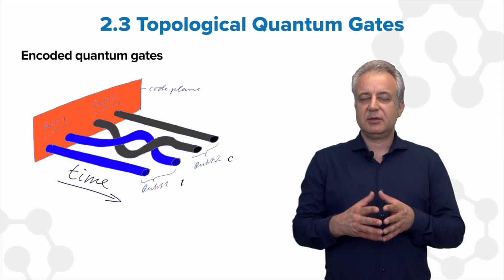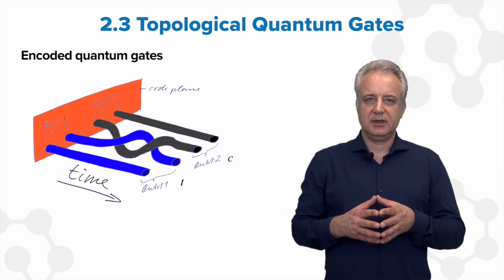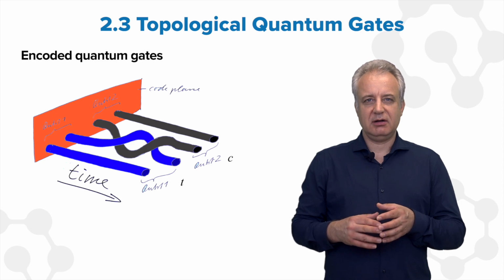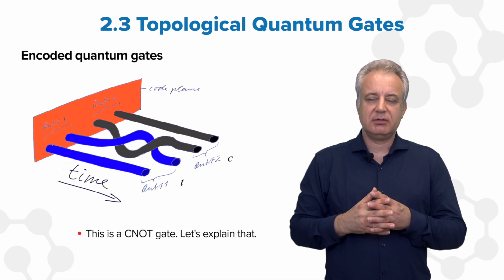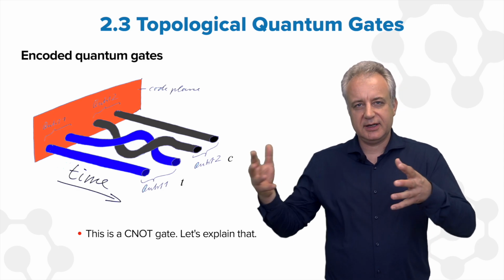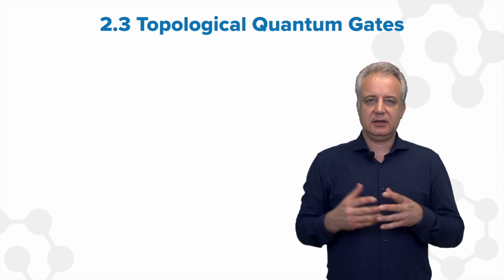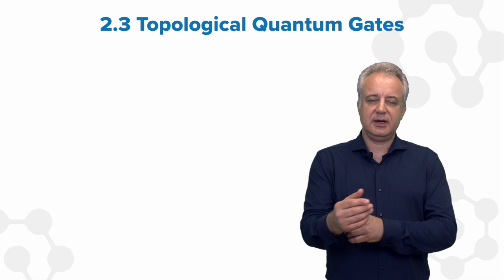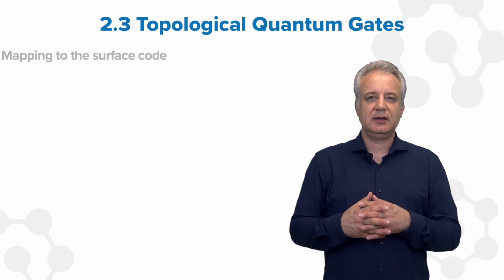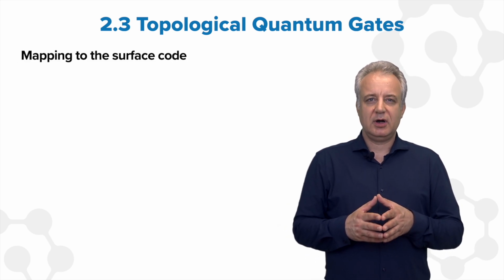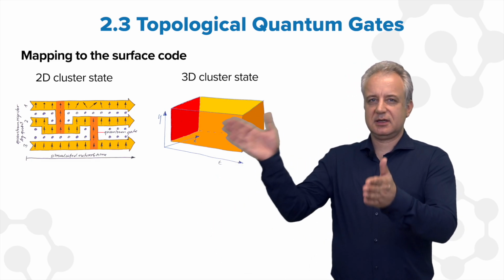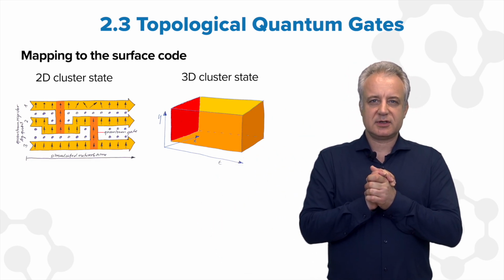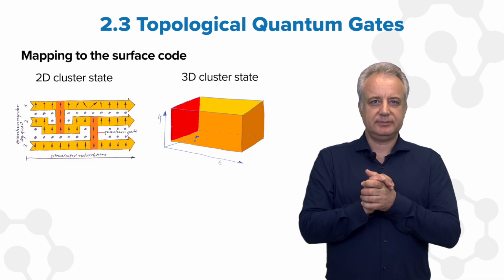This is a preview of what we are going to talk about in this part of the lecture, how the braiding of defect strands relates to gate action, or implies gate action. In order to explain this to you, I want to use a trick. Namely, I want to map the 3D cluster states to 2D surface codes propagating in time.